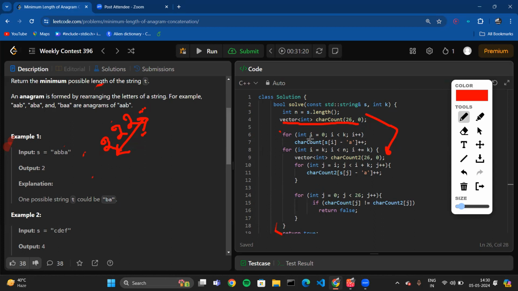And yes, so I will first go through and find the character frequency of the first k letters. Then I will check for the rest of the string. Every time I will take k characters, find their frequency and compare it with this parent array, or you can say lookup array. And if they are not equal, then I will return false.